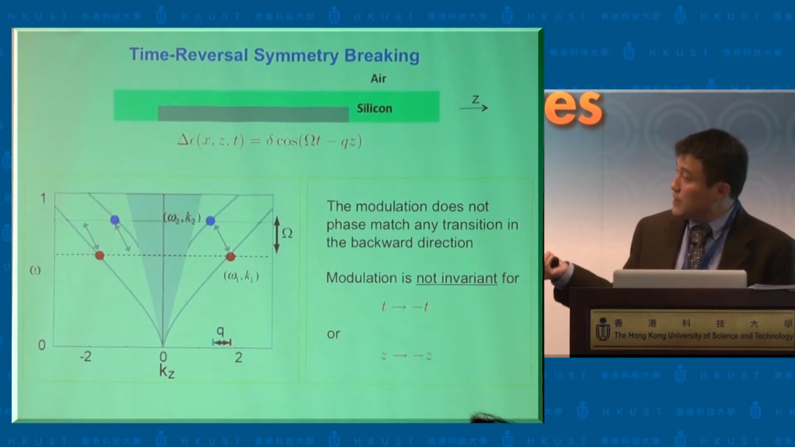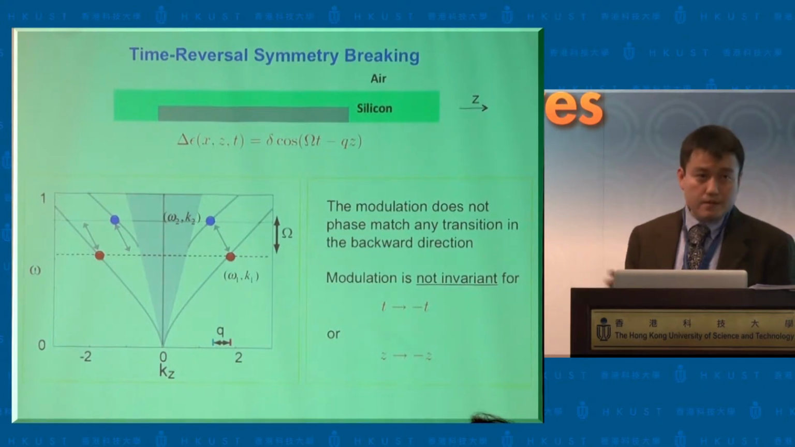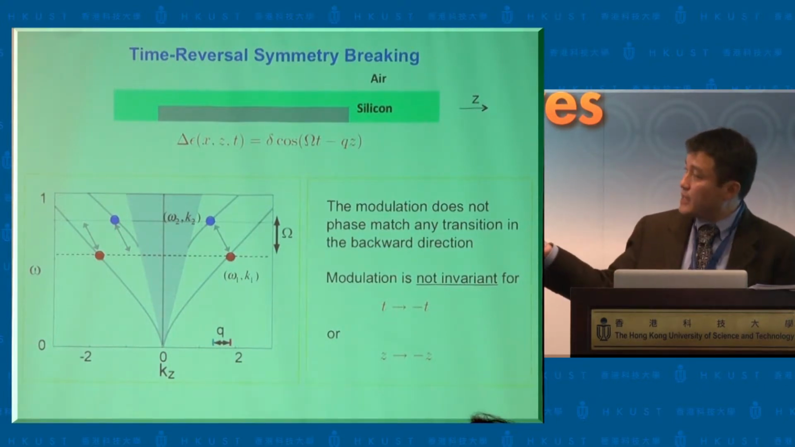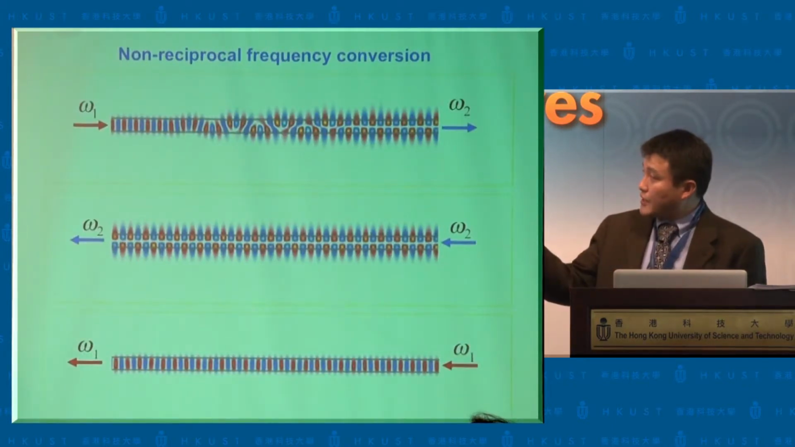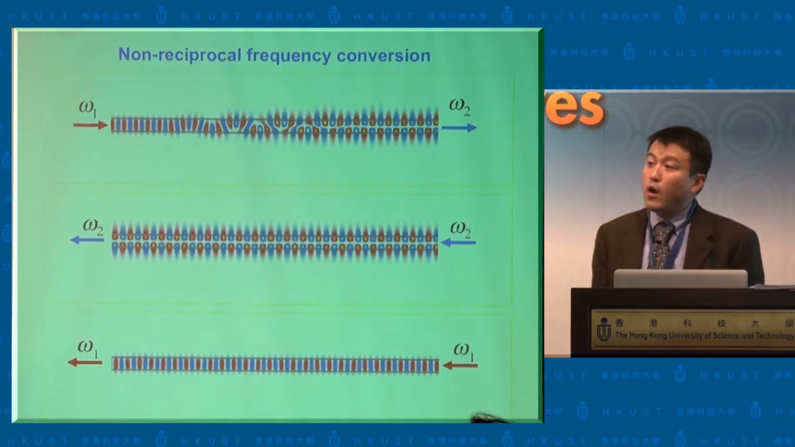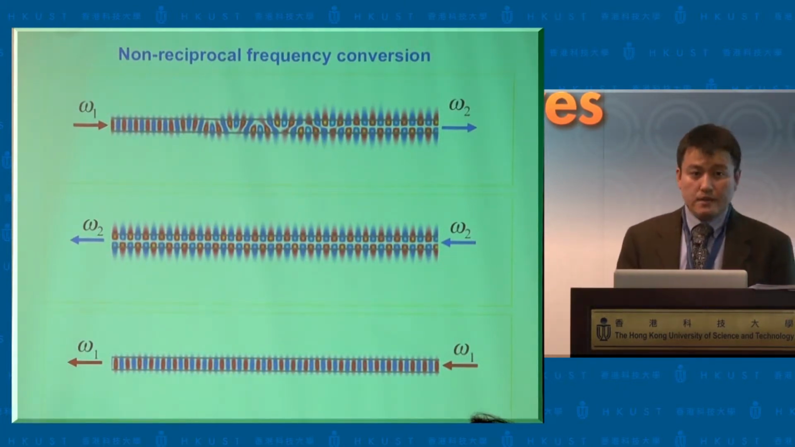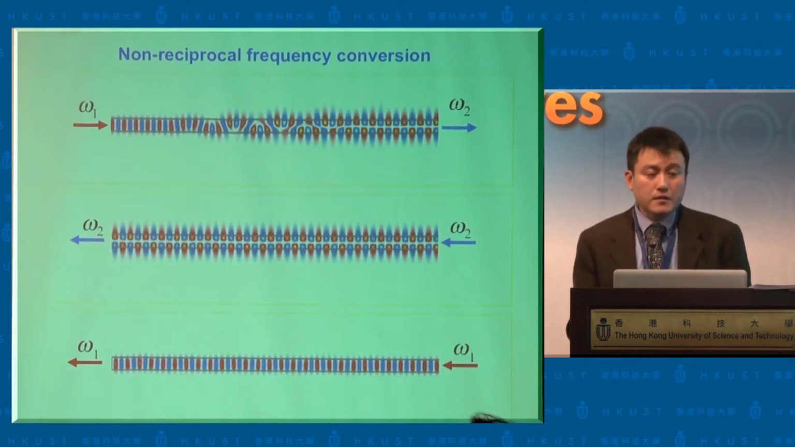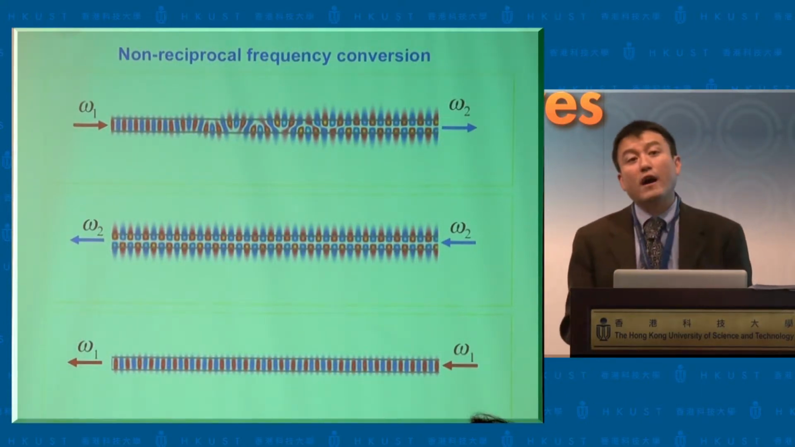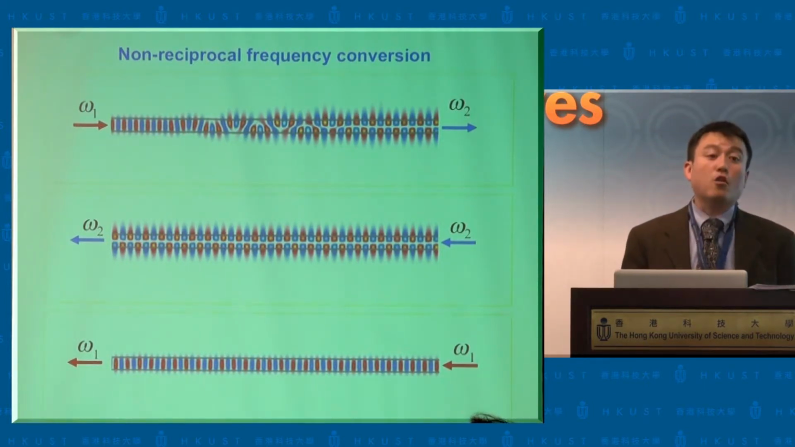As a result, this kind of modulation, while it phase matches 2 modes in the forward direction, in fact does not phase match any mode in the backward direction. So in the forward direction, you have a conversion, whereas in the backward direction, no matter what mode you send in and what frequency you send in, no conversion occurs. And the contrast between the first and the second panel here is a direct proof of lack of reciprocity in the system, because you send the outgoing mode back in and see that it does not go back to the original.